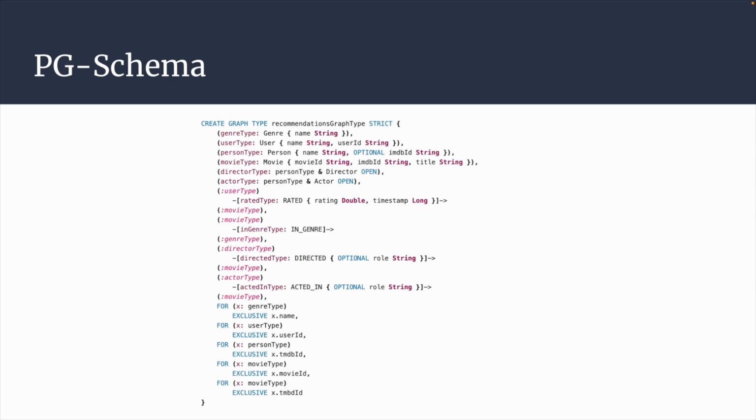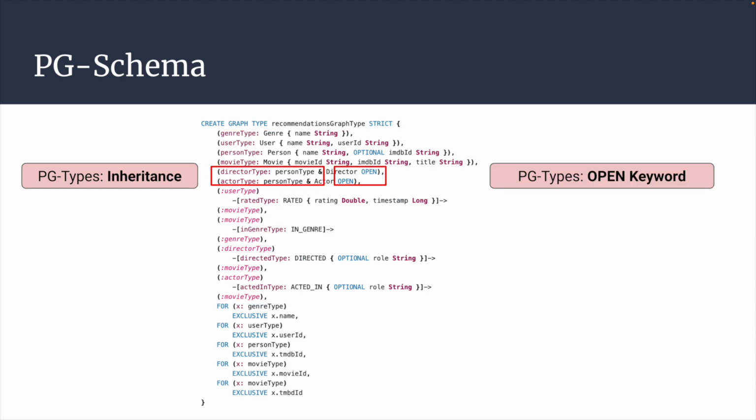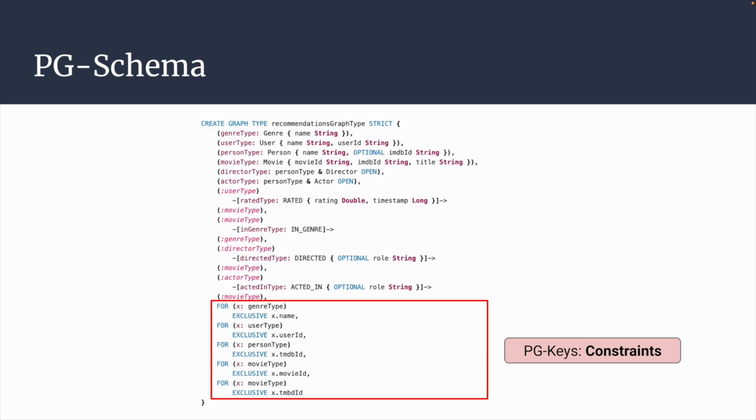PG-Schema mainly consists of two parts, PG types and PG keys. PG types define the specification for the combination of labels and properties in node and relationship types. It also supports inheritance, which promotes reusability and maintainability of the schema. Furthermore, the open keyword can be used to indicate that the node or relationship type allows arbitrary additional labels or properties. PG keys, on the other hand, specify key and participation constraints in PG-Schema.